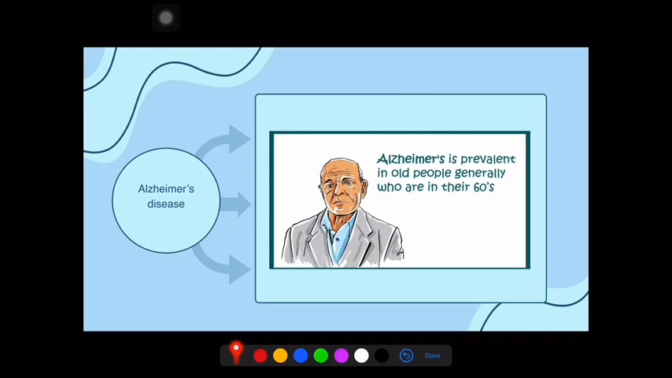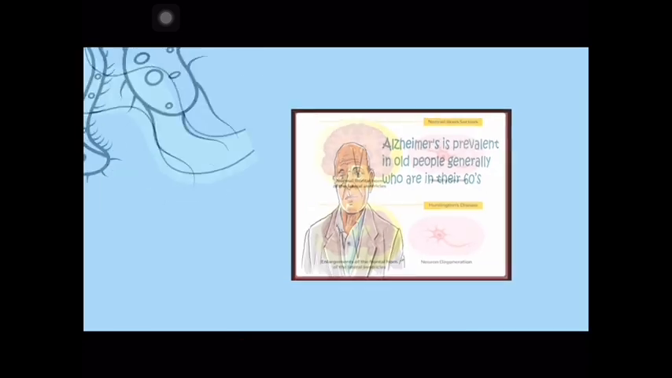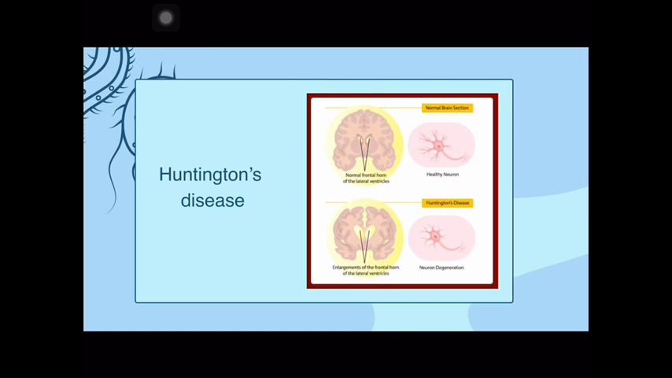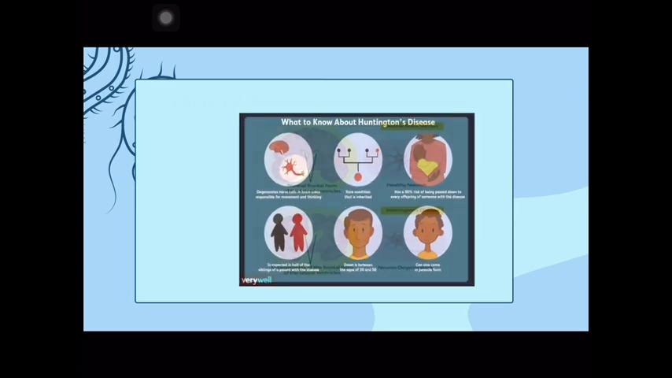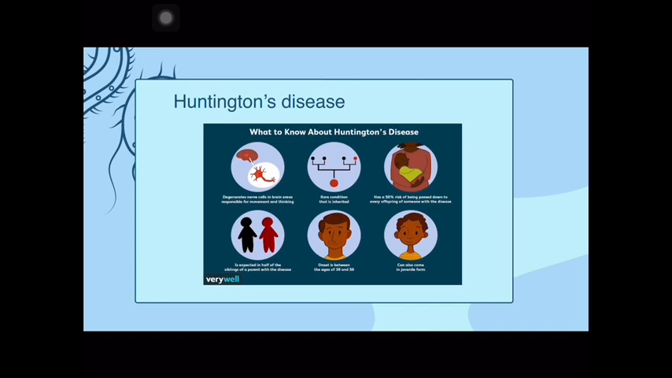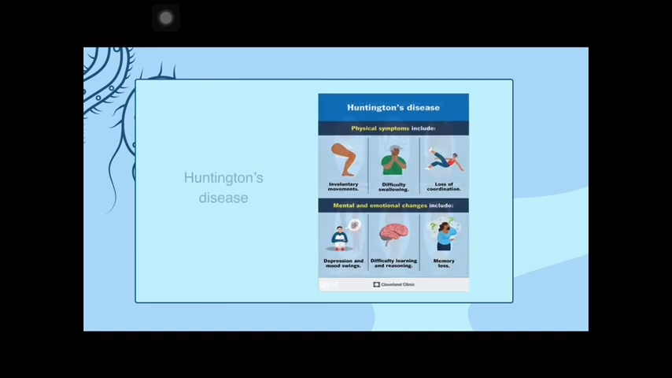Here comes Roshni to explain Huntington's disease. Hello everyone, let's know about Huntington's disease. Huntington's disease is a rare inherited disease that causes a progressive breakdown of nerve cells in the brain. It is caused by an inherited difference in a single gene. It is an autosomal dominant disorder. Symptoms can develop at any time, but they mostly appear when people are in their 30s or 40s, and if the condition develops before 20, it is called juvenile Huntington's.